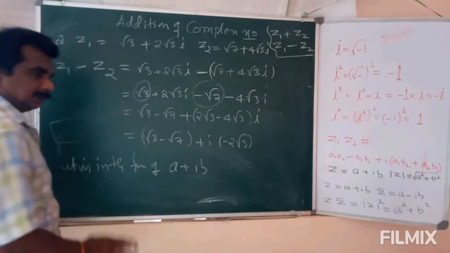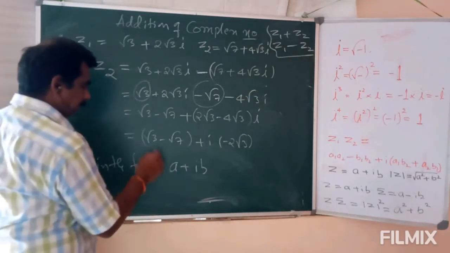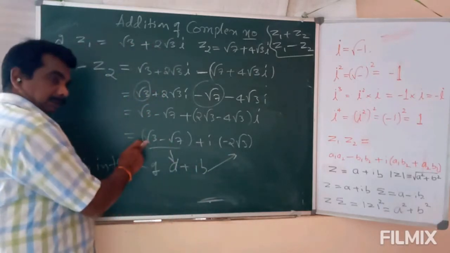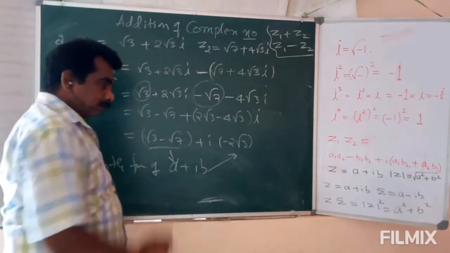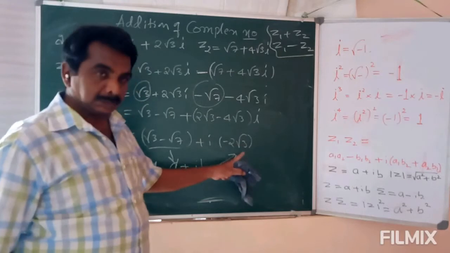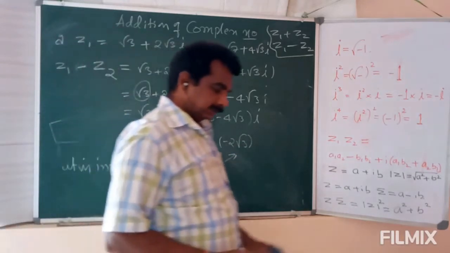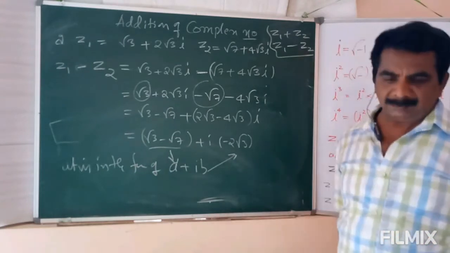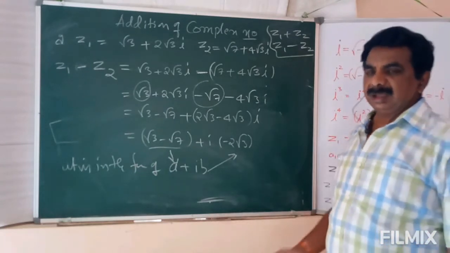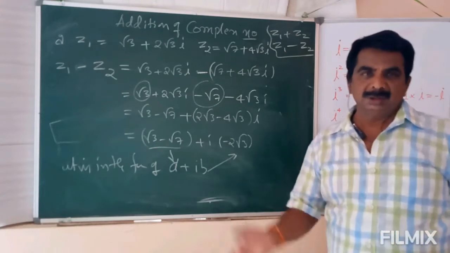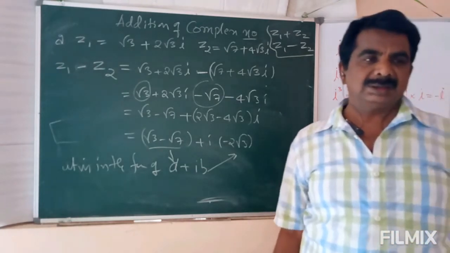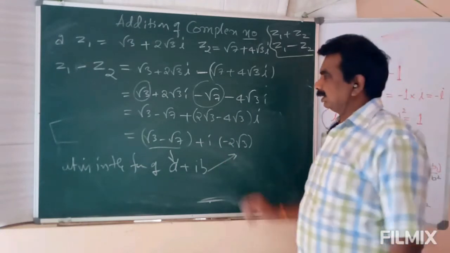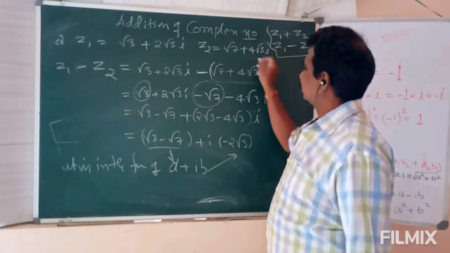Don't write all those things because I will show you. What is the value of a? This one. What is the value of b? This one. That is, a is root 3 minus root 7. b is minus 2 root 3. Understand? For any complex number, more than 2 or more, you can add, subtract as the real number. How to add and subtract in the real number? Same way how to apply it. For this one only, we use this one.